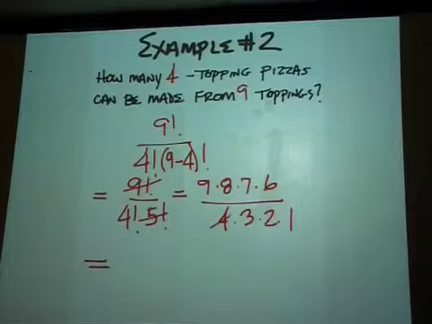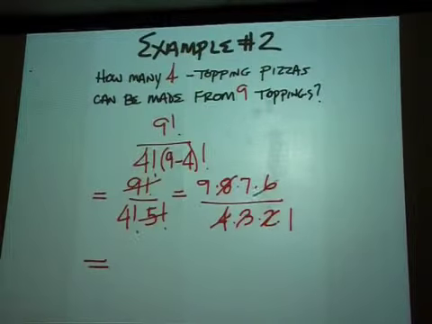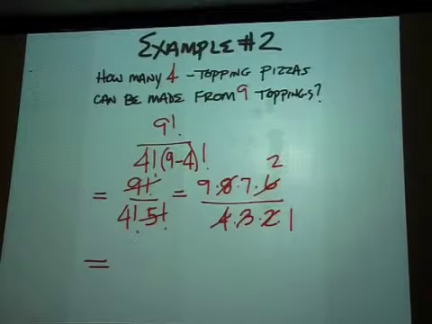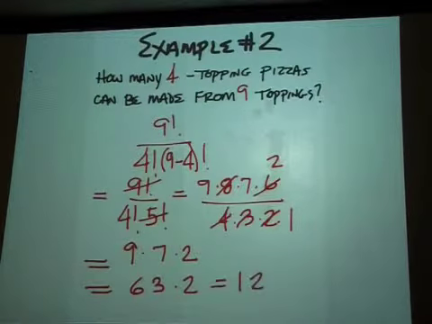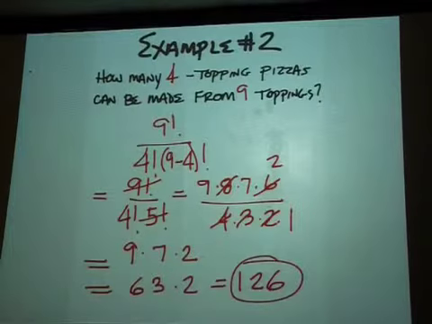You can cancel a 4 and a 2 with the 8 on top, a 3 with the 6, and leave 2. So you really have 9 times 7 times 2 on the top. 63 times 2 is 126.